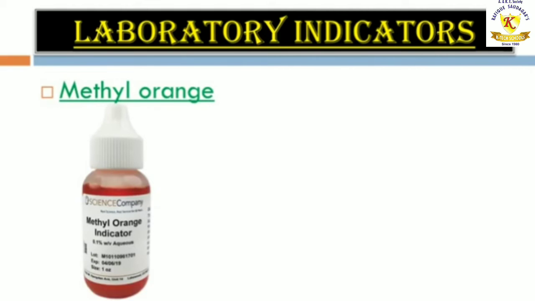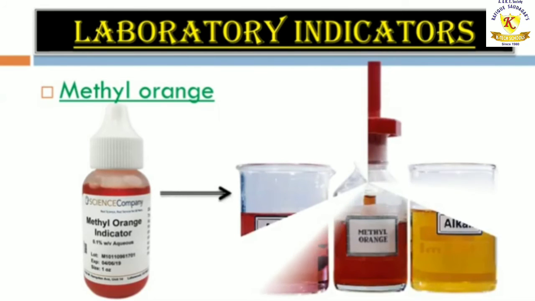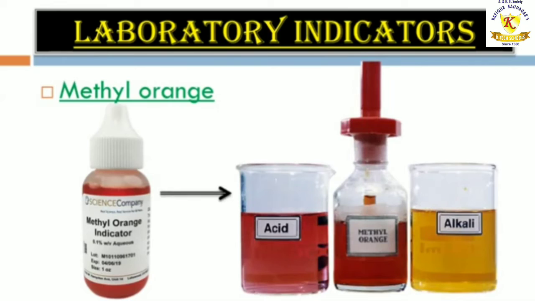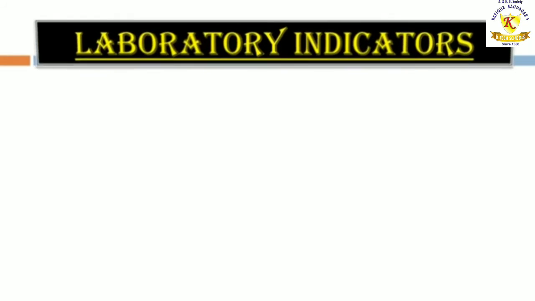The next indicator we shall learn is methyl orange. Methyl orange is also used in the laboratory in solution form. So children, when methyl orange indicator is added to the solution, it turns pink in color, so the solution is acid. And when the solution turns yellow in color, the solution is alkali or basic. So understood, children? Now let's see the next indicator.